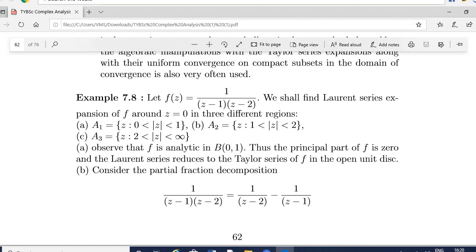Part B is z such that 1 less than mod z less than 2. Now consider the partial fraction decomposition. 1 over (z minus 1)(z minus 2) is equal to 1 over (z minus 2) minus 1 over (z minus 1).